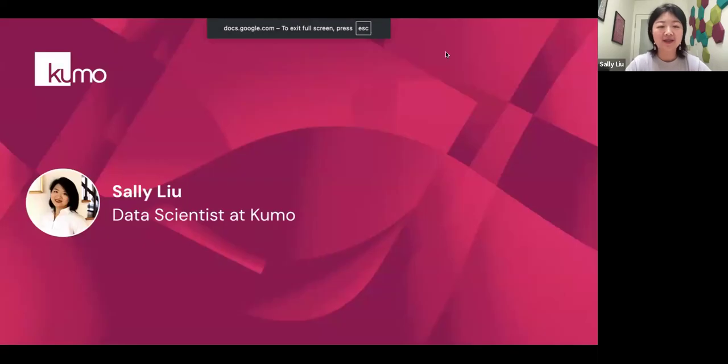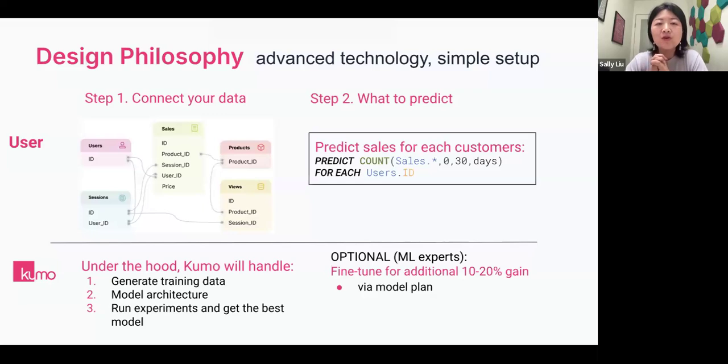All right, let's start here. When it comes to Kumo, our design philosophy is that we have the most advanced technology, but the setup is really, really simple. Essentially, we ask this question: what are the most essential things when it comes to prediction? We identify two things that we ask from our users.